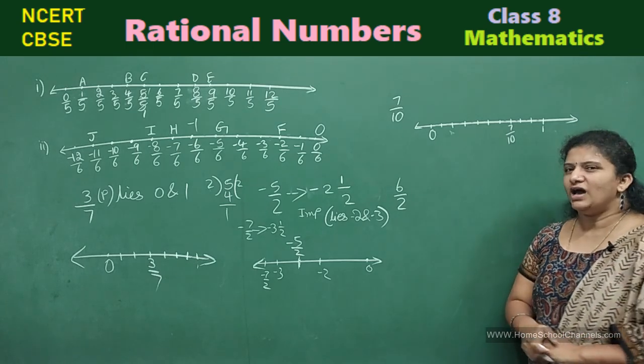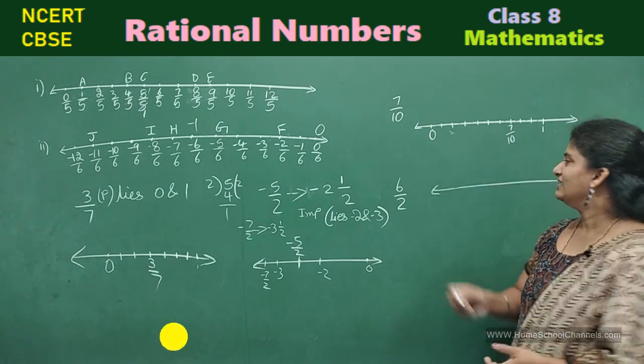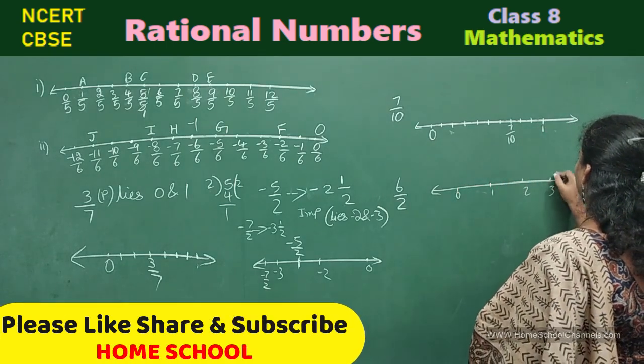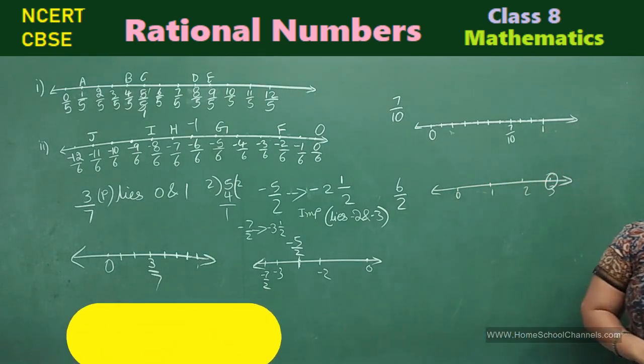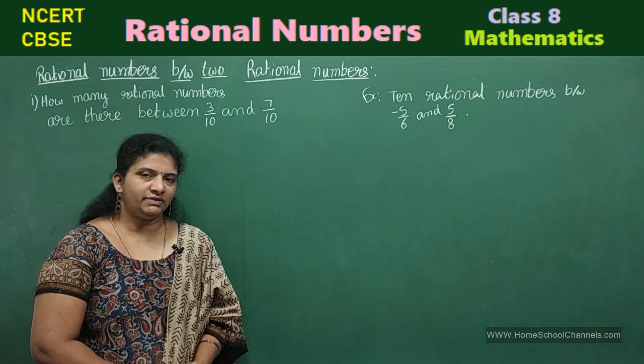Next, 6 by 2. I know that 6 by 2 is nothing but 3. So 0, 1, 2, 3. This is the point where you need to mark. Now let us see the next concept.